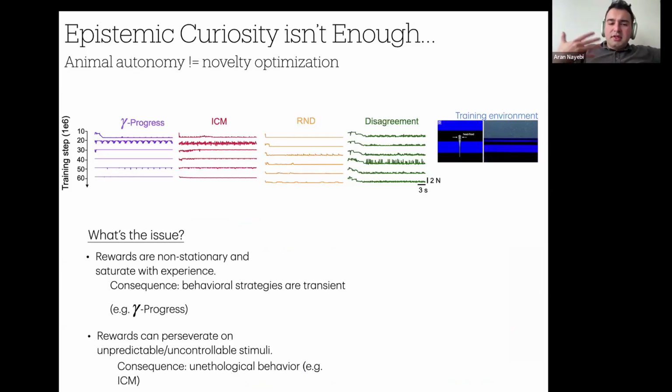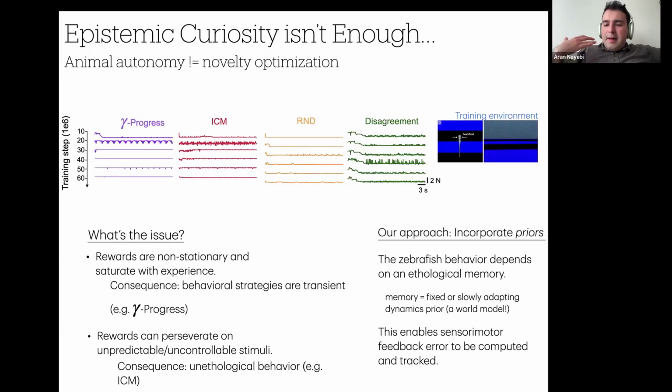So this suggested that there was a core issue with epistemic curiosity. It's not enough, but rather we wanted to incorporate priors. So we have some memory, a world model basically, of what it means for the organism to move forward in the world, of its dynamics, and then use that as a prior on which to condition how much progress it's making in that world model.